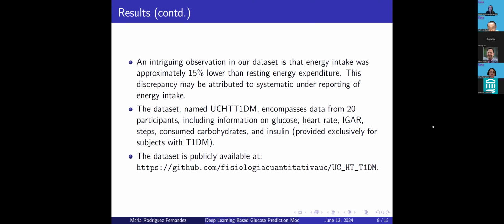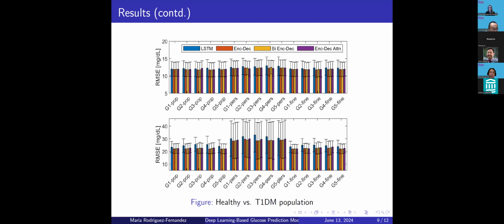Something also important in our publication is that we made this database available for the scientific community. It's freely available for anybody to continue trying to improve models and use this data for their own research. And these are the results for the different models.